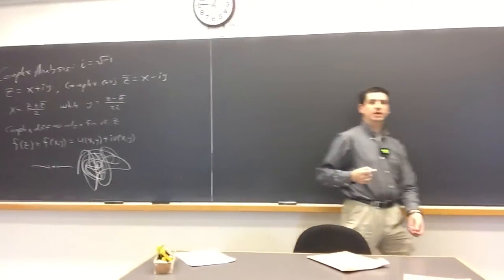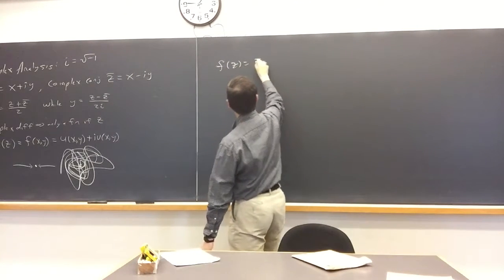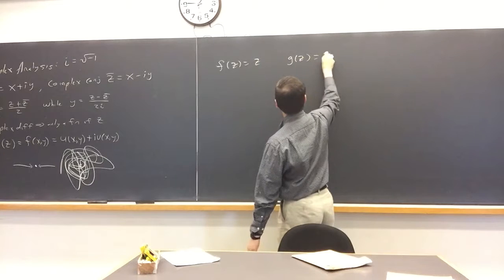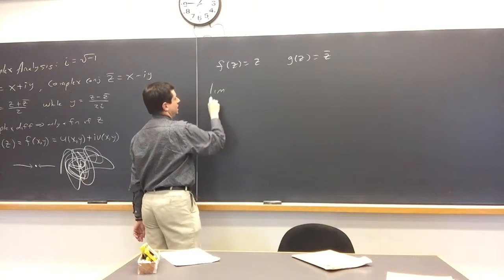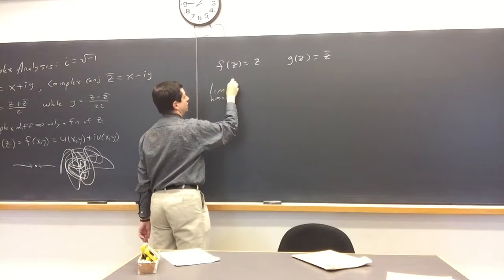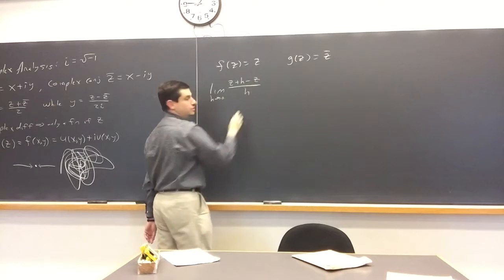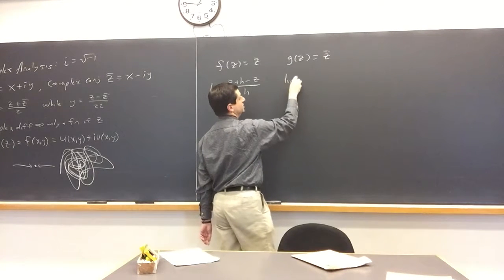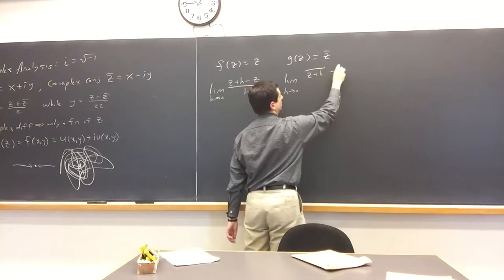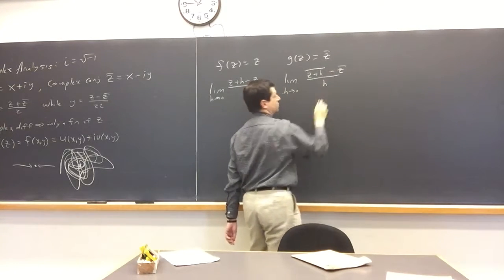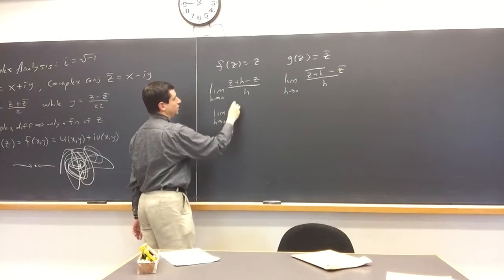So for example, if I take the function f of z equals z and g of z equals z bar, I can look at the limit as h goes to 0 of z plus h minus z over h, where over here would be the limit as h goes to 0 of z bar plus h bar minus z bar over h. So here I would get the limit as h goes to 0 of 1.